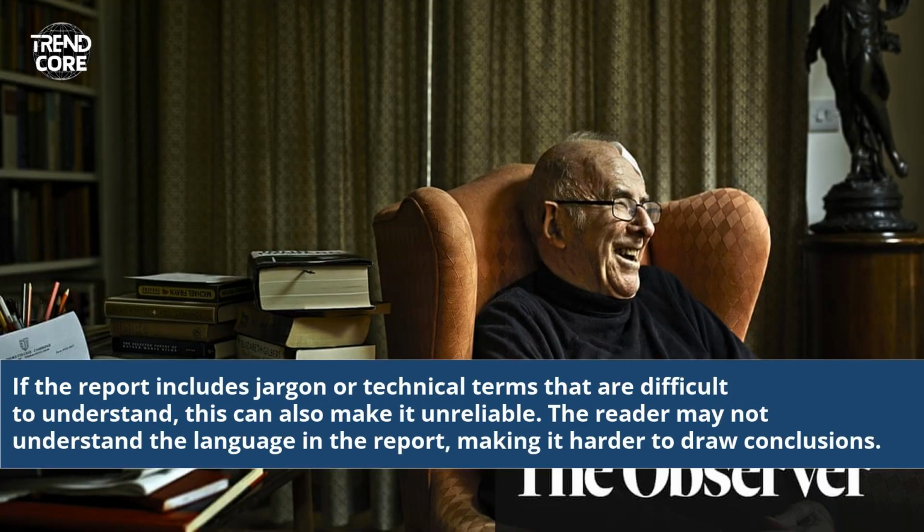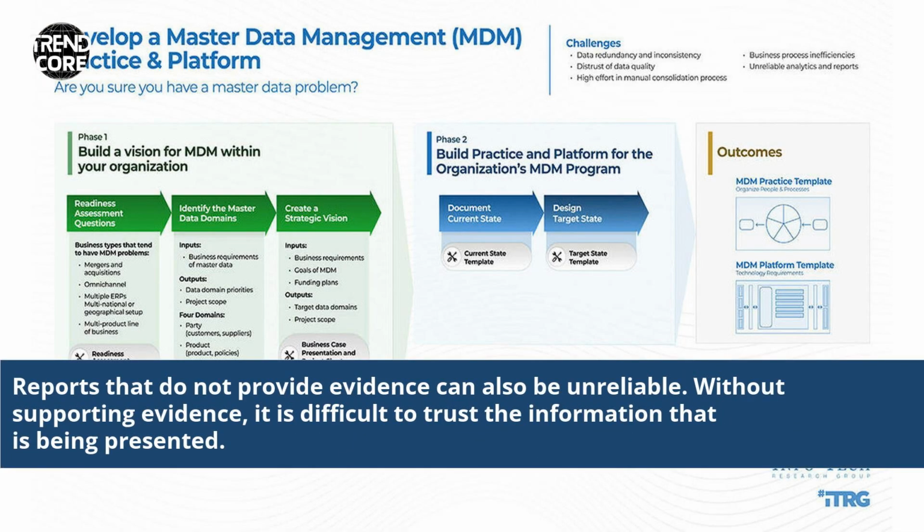If the report includes jargon or technical terms that are difficult to understand, this can also make it unreliable. The reader may not understand the language in the report, making it harder to draw conclusions. Reports that do not provide evidence can also be unreliable. Without supporting evidence, it is difficult to trust the information that is being presented.